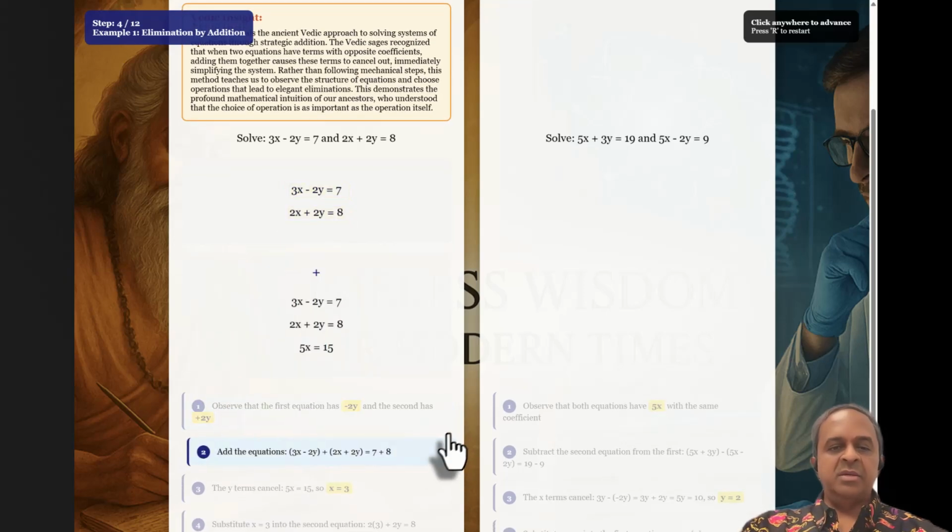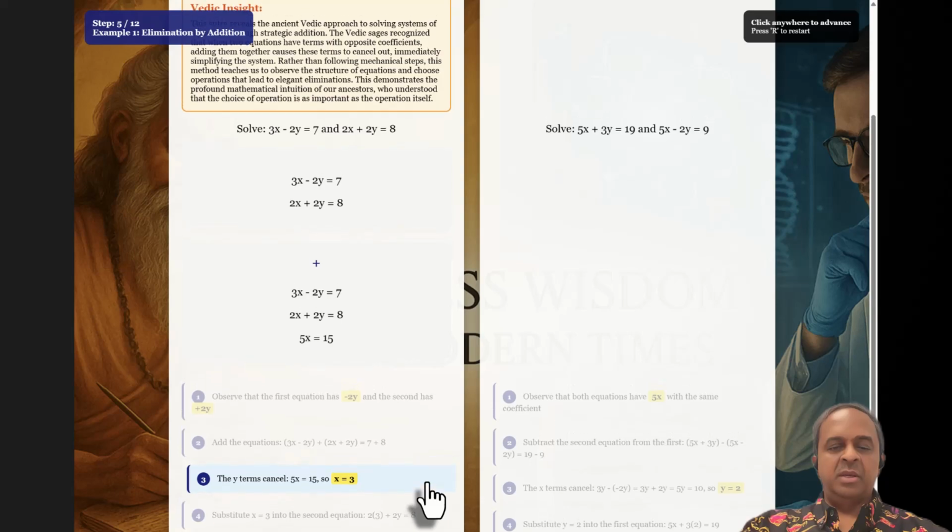So what does that mean? That immediately means negative 2y, positive 2y. What it means is you add them, right? Add those two equations. So what happens if you add these two equations? On the left side, the 2y cancel, so you have 3 plus 2, 5x, equal to 7 plus 8, 15, right? So 5x equal to 15, so what is x? x equal to 3.